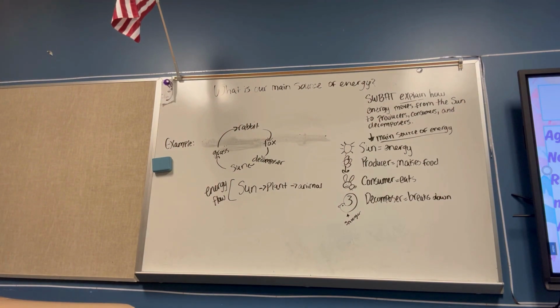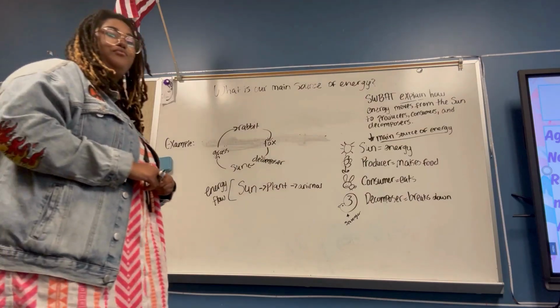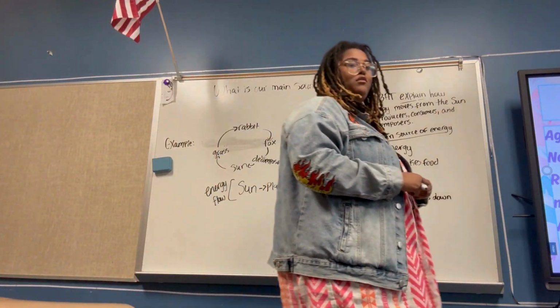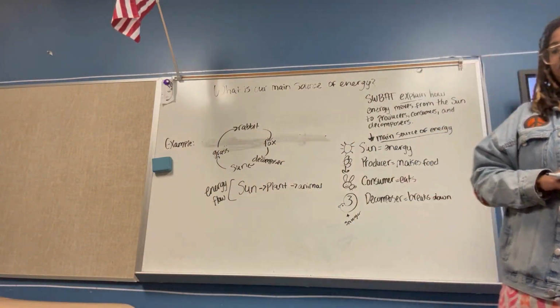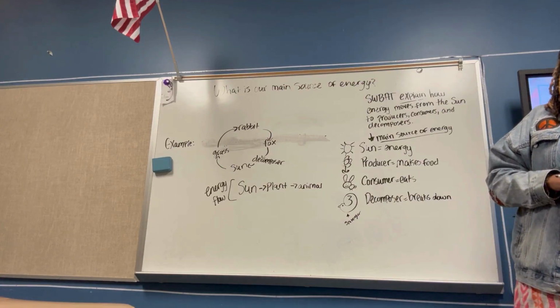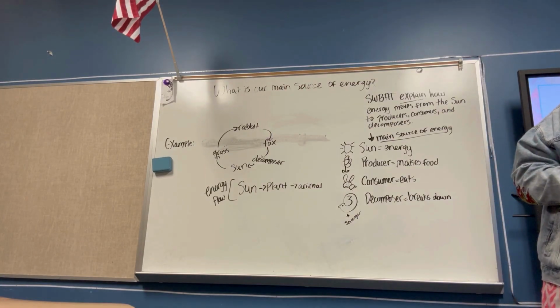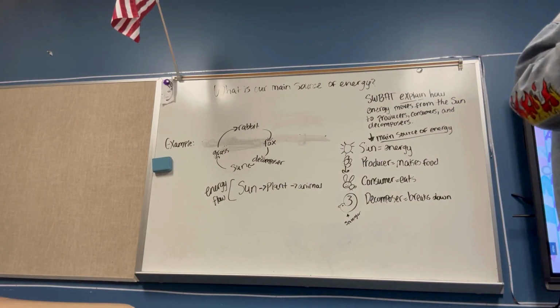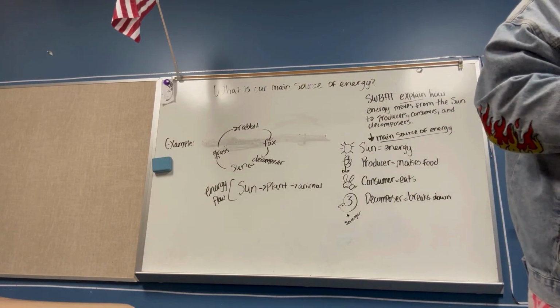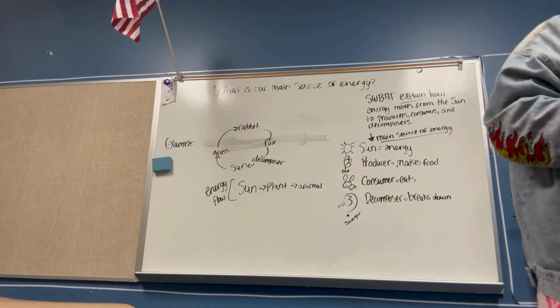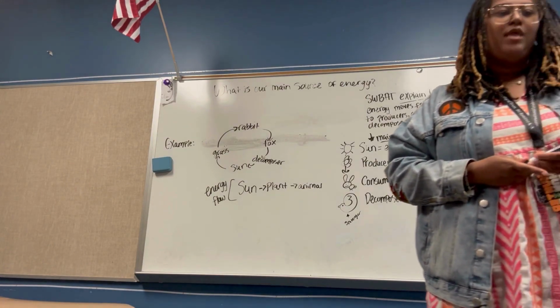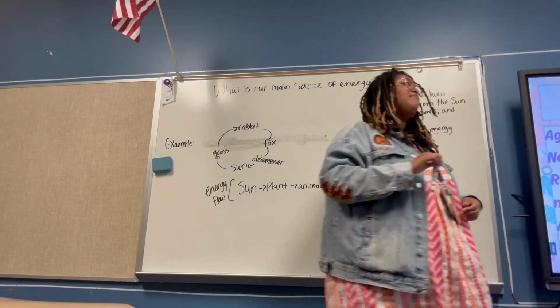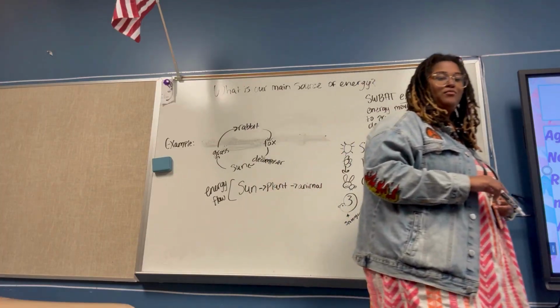30 seconds to think about that, and then we're going to start with our elbow partner. All right, now go ahead and turn and talk with your elbow partner and answer, why is that important to a food web? Make sure we are having academic conversations.